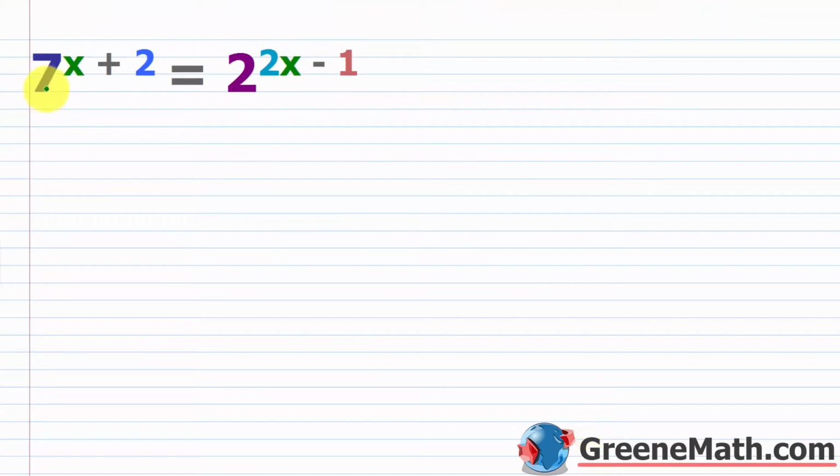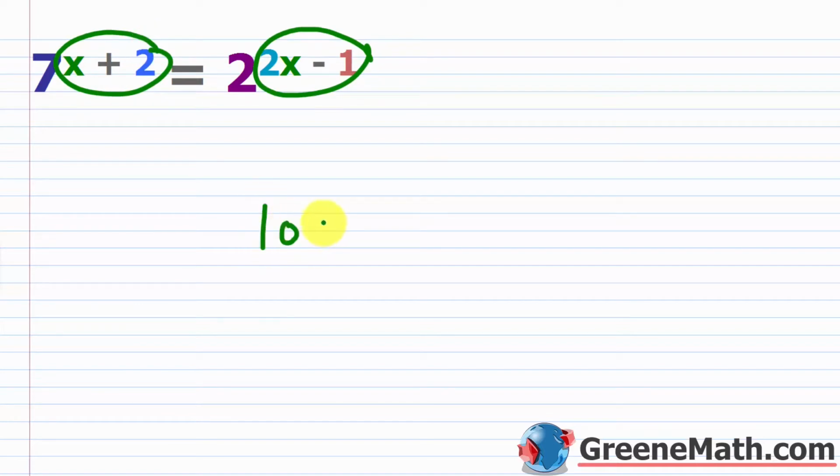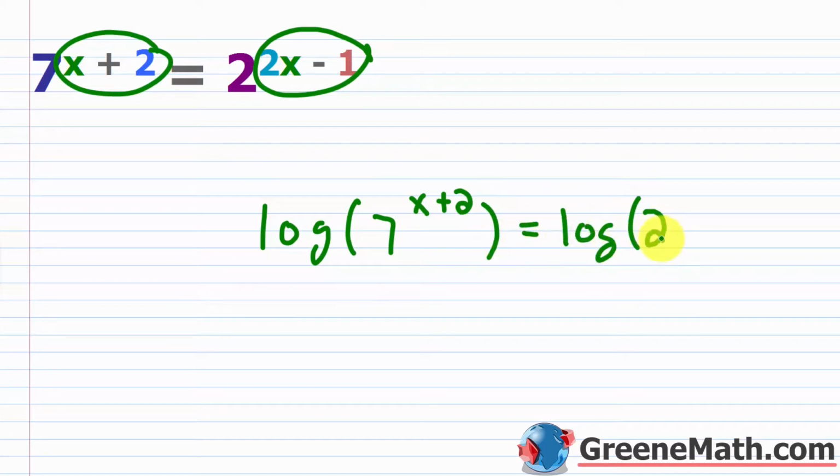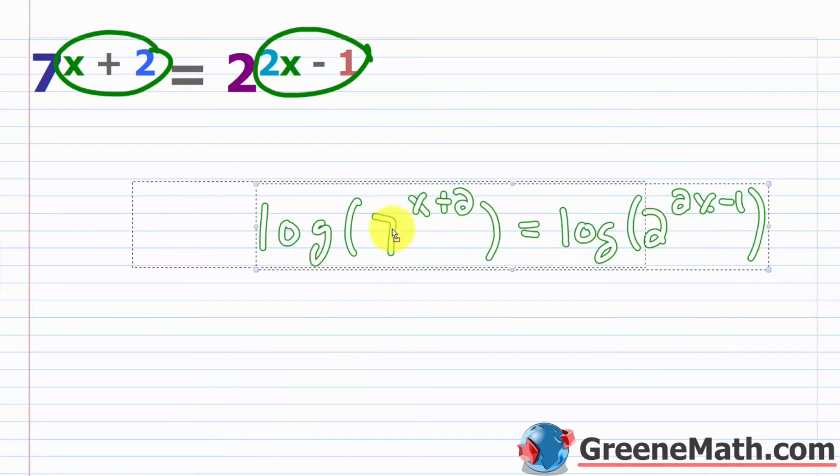So we have 7 raised to the power of x plus 2 is equal to 2 raised to the power of 2x minus 1. So this one is a little bit quicker to do, but you do have some things that kind of trip you up. There's nothing really to do other than to take the log of both sides to start, because you've got to get these down. You can't solve it the way it is. So you go log of 7 raised to the power of x plus 2, and this equals log of 2 raised to the power of 2x minus 1. And let me slide this down so it's in the middle of the screen.